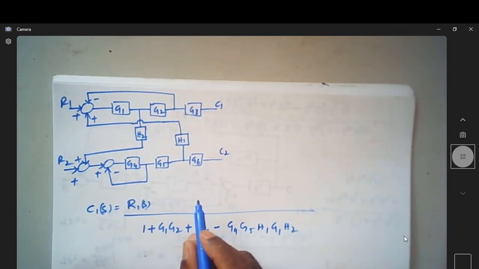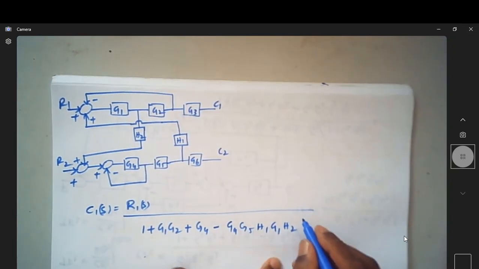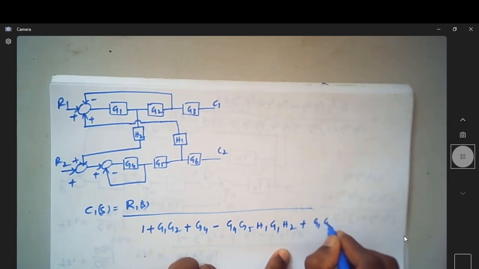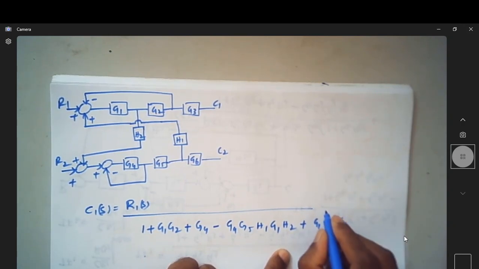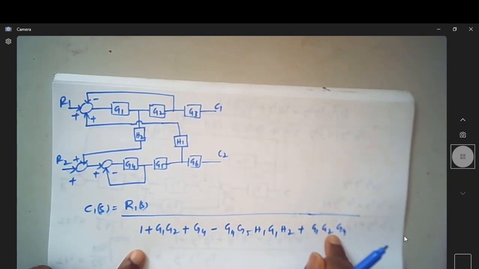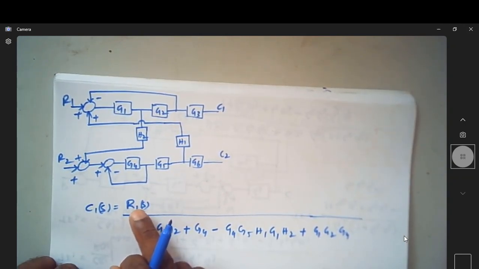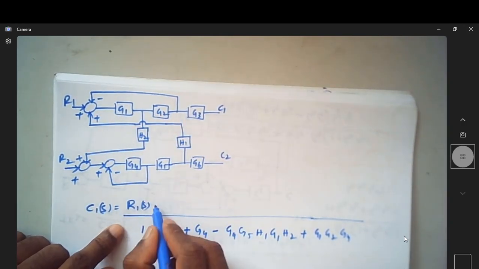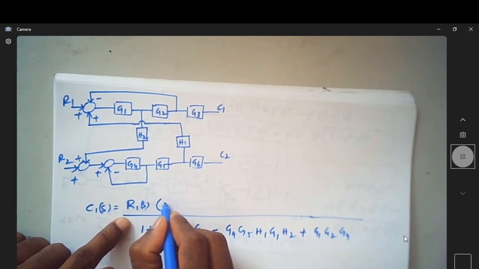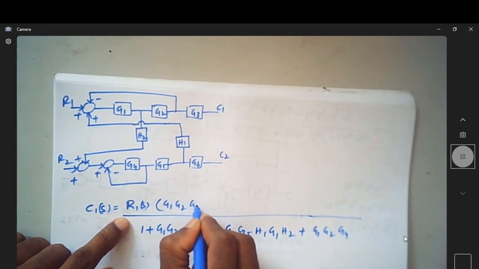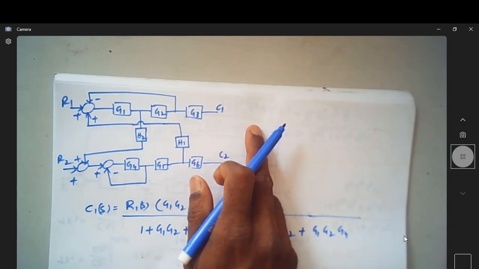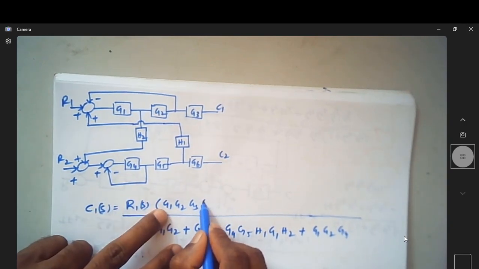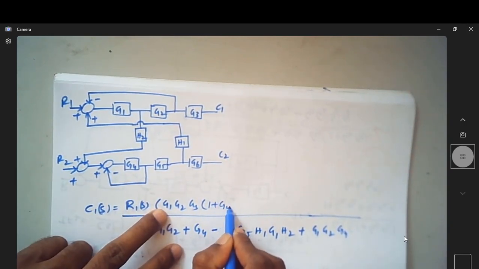Are there any two non-touching loops? Yes, these two won't touch each other. That is plus G1 G2 G4. These are the two non-touching loops. Corresponding to R1(s), the forward path is this. So it is G1, G2, G3 as the forward path. And are there any loops which are not touching this? Yes, this loop doesn't touch. Is it not 1 plus G4?